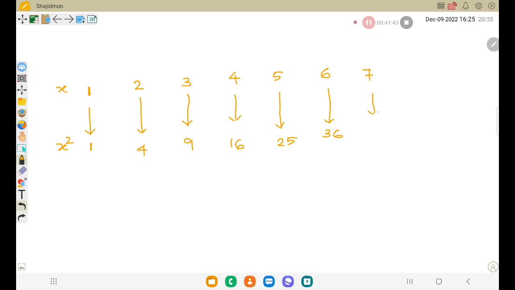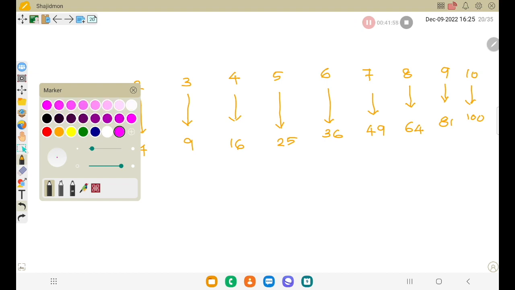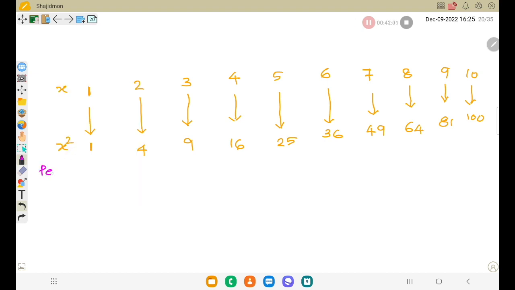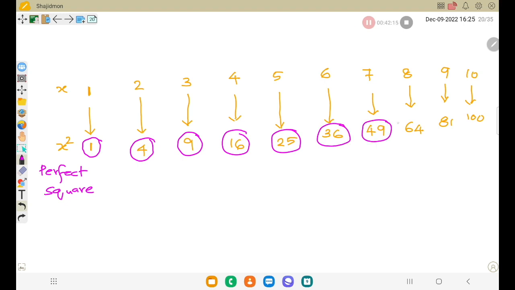7 square, 49. 8 square, 64. 9 square, 81. 10 square, 100, correct? These numbers, see, these numbers we are calling perfect squares. Perfect square means the square of a number. See, 1 is a perfect square, 4 is a perfect square, 9 is a perfect square, 16, 25, 36, 49, 64, 81, 100. These numbers we are calling perfect square numbers, okay? Like that it is continuing, okay? I am writing some numbers here.